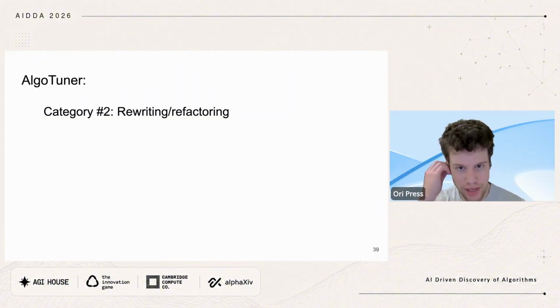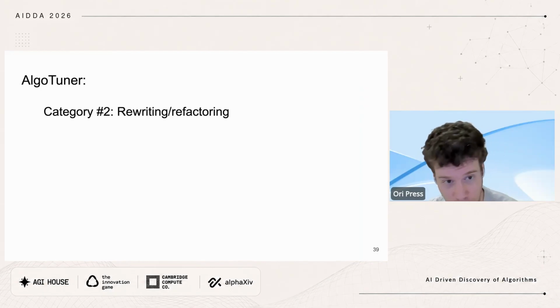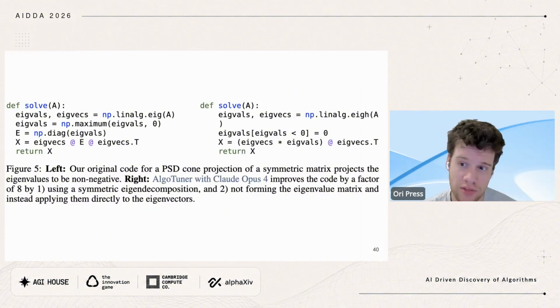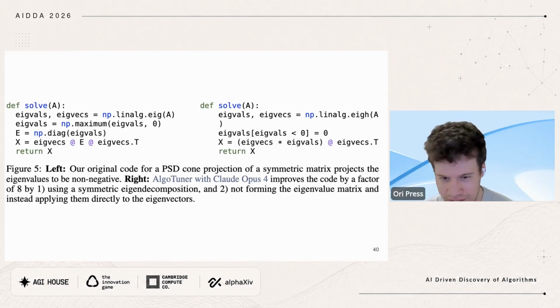Cool. The other thing is rewriting or refactoring code. If you look at this example, on the left we have this matrix multiplication of eigenvalues and eigenvectors, and AlgoTuner with Opus 4 turns this into a scalar multiplication, because we're basically multiplying eigenvectors by eigenvalues, which are scalars. And this leads to a nice speedup. So just by noticing this little inefficiency, we can get a nice speedup.